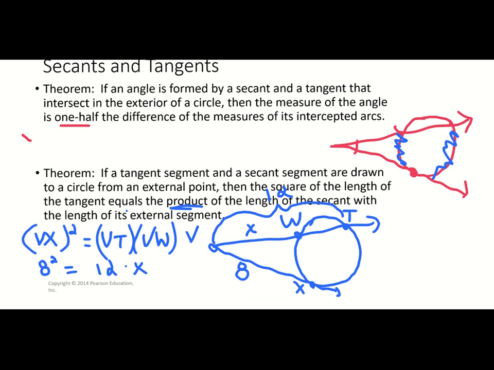So that means I end up with, I'm going to move up here where I have more space, 64, if I square 8, is equal to 12X. And then we'll divide by 12. Now, it's not going to simplify nicely, but I can simplify the fraction, and I know it's going to be 5 1/3 if I make it a mixed number. So X would be 5 1/3.